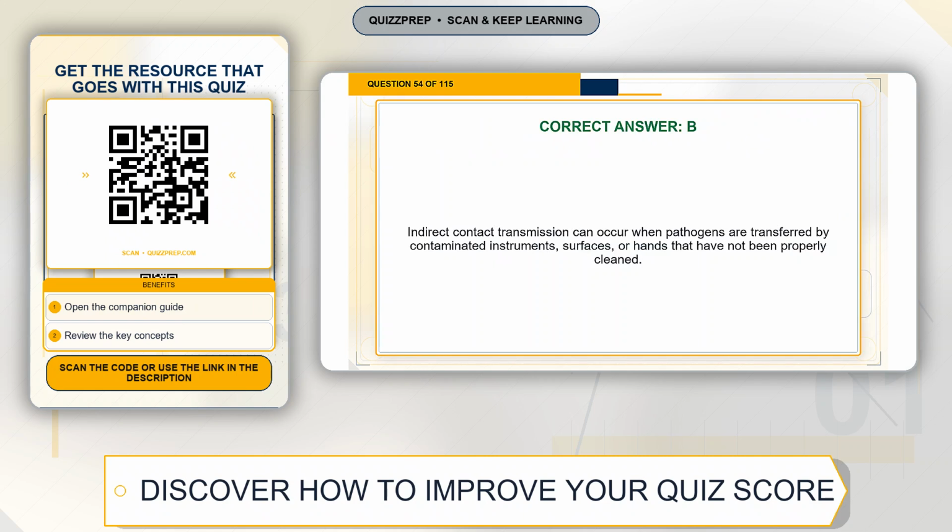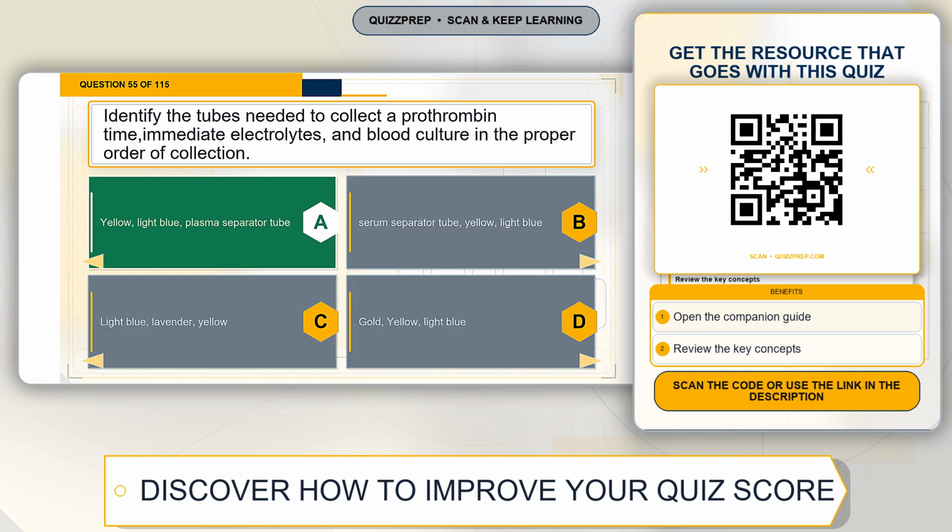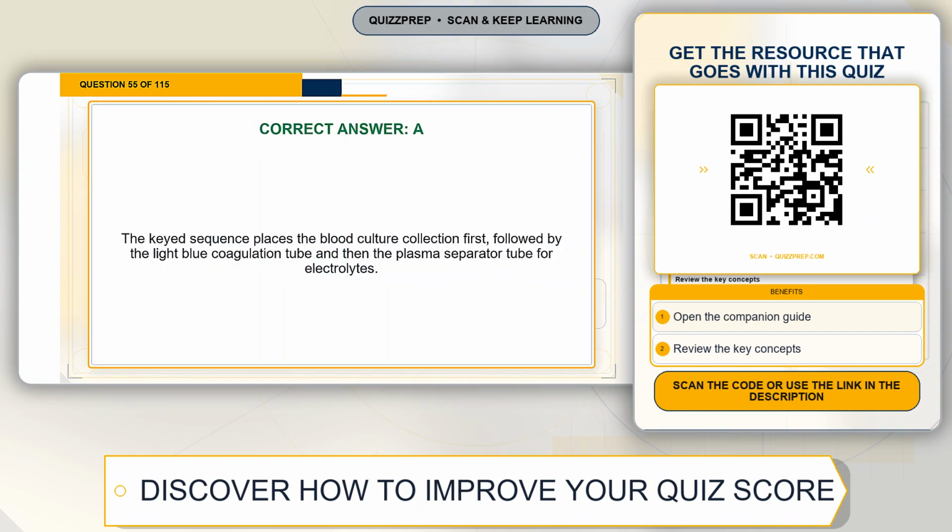Question 55. Identify the tubes needed to collect a prothrombin time, immediate electrolytes, and blood culture in the proper order of collection. Option A, yellow, light blue, plasma separator tube. Option B, serum separator tube, yellow, light blue. Option C, light blue, lavender, yellow. Option D, gold, yellow, light blue. The correct answer is option A, yellow, light blue, plasma separator tube. Explanation: the keyed sequence places the blood culture collection first, followed by the light blue coagulation tube and then the plasma separator tube for electrolytes.